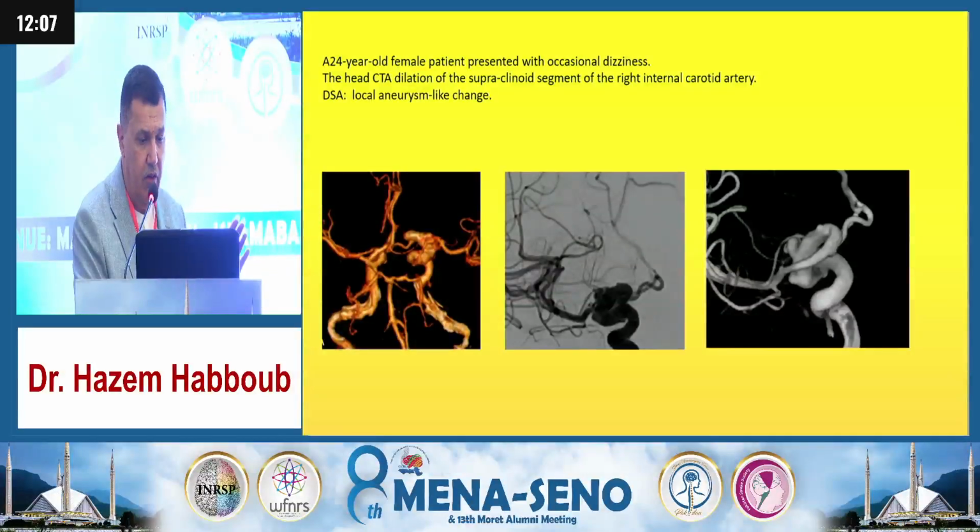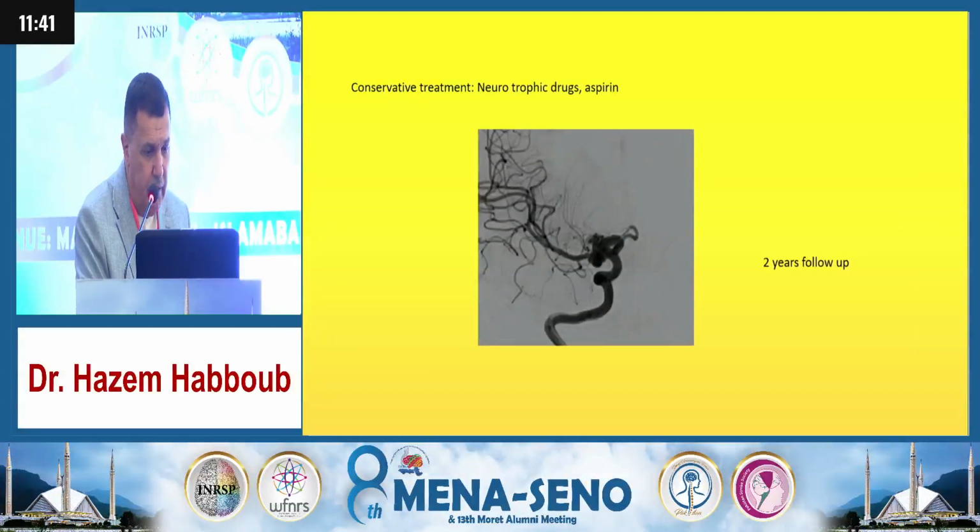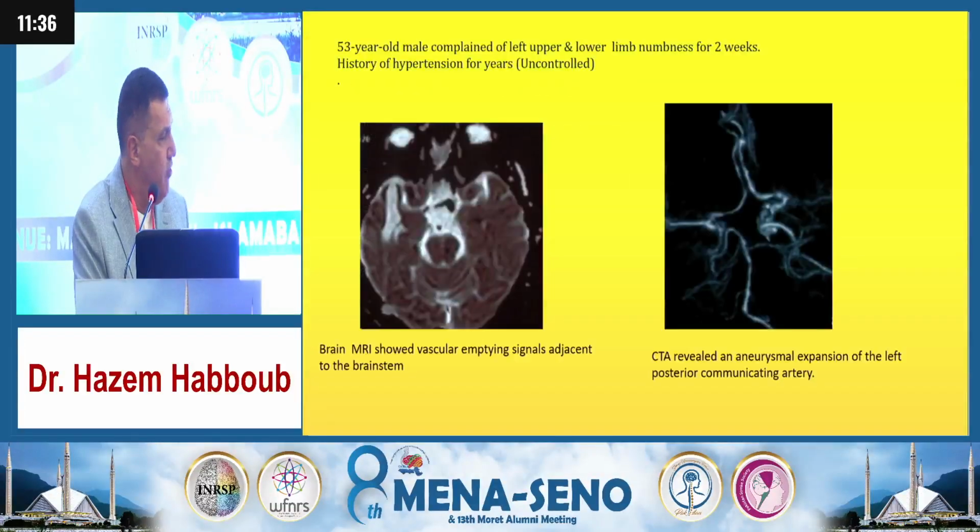This is another case, and we have seen all these cases in reality after 2020, and we're not sure if this is related to the pandemic that happened or not, because one of the theories of that disease is viral vasculitis, really. So this is another case of a 24-year-old female patient presented with occasional headache, and you can see the elongation of the supraclinoid artery, and this is her 2 years follow-up on the same medication, painkillers and neurotrophic agents.